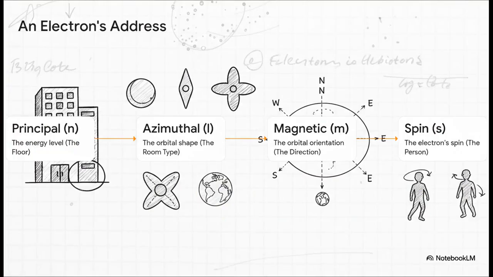So this address has four parts, what we call quantum numbers. First, you have the principal number, n. That's the main energy level. Think of it as which floor of the building you're on. Then there's the azimuthal number, l, which describes the shape of the orbital. Is it a sphere, a dumbbell? That's kind of like the type of room on that floor. Third is the magnetic number, m, which is just its orientation in space. Which way is that room facing? And finally, you have spin, s, which is just a property of the electron itself.